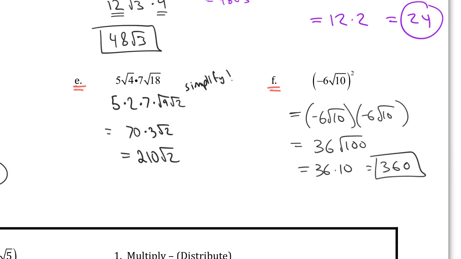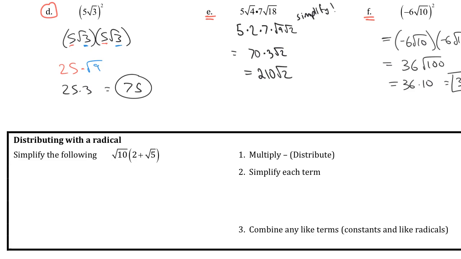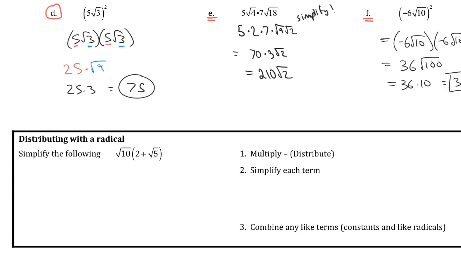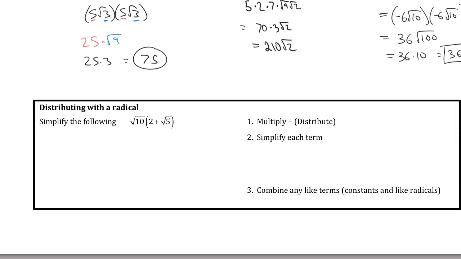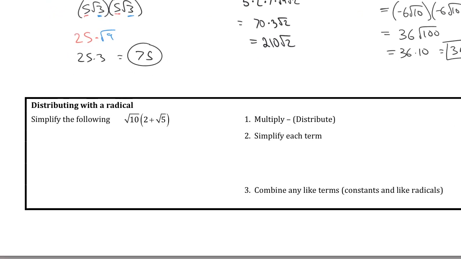So the next kind of multiplication we're going to do is distributing. Now we're going to see some problems that actually do have addition or subtraction involved. So let's do this example together. We've got a square root of 10, parentheses, 2 plus root 5. Remember, you can't combine a non-radical number with a radical number, so we can't simplify the parentheses, so we just have to distribute.